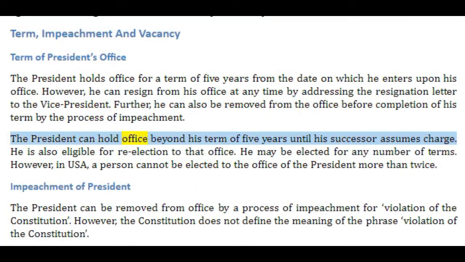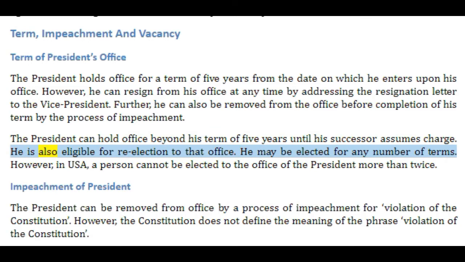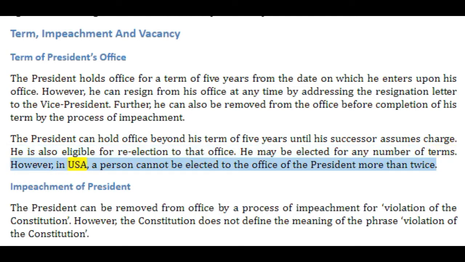The President can hold office beyond his term of 5 years until his successor assumes charge. He is also eligible for re-election to that office. He may be elected for any number of terms. However, in USA, a person cannot be elected to the office of the President more than twice.